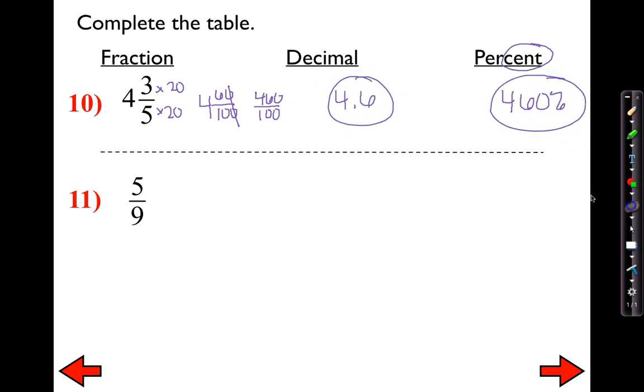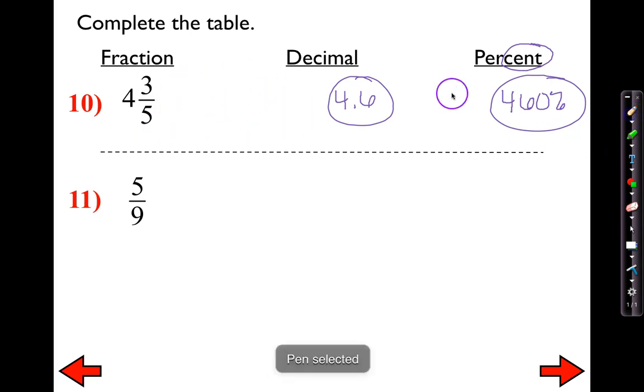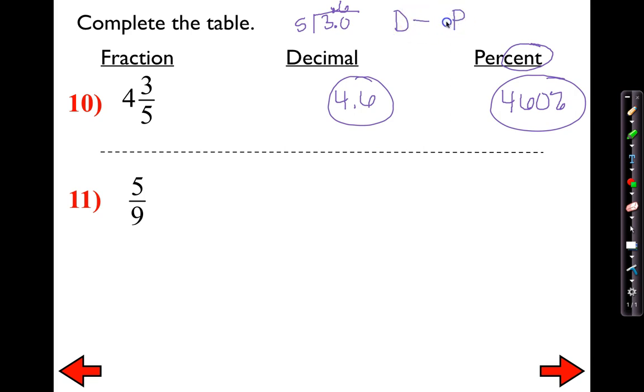Now, is there another option? Yes, so let me show you. The other option would be to simply divide 3 by 5. So 3 divided by 5 would give you 6 tenths, like so. And then you can say, okay, that's 4 and 6 tenths. Then you can move the decimal to make a percent. In which direction? It's to the right. So by doing that, 1, 2 would leave you with 460%.